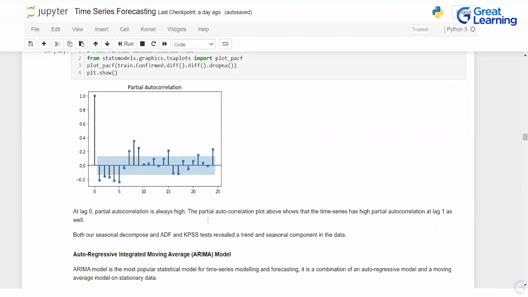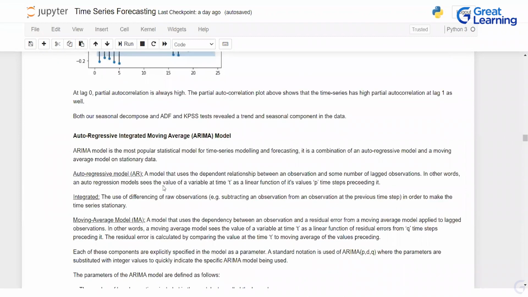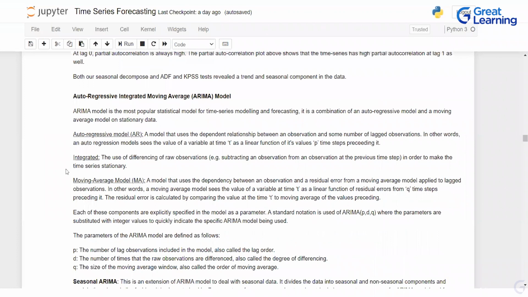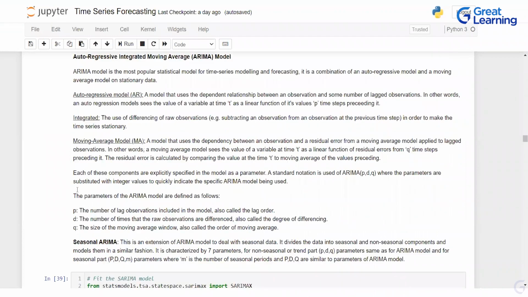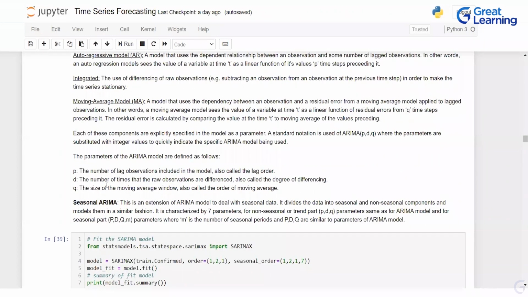Now let's get into the ARIMA model. ARIMA will have 3 values, P, D, Q. P tells you partial autocorrelation, Q tells you autocorrelation, ACF, PACF, and D is differencing. Differencing is to make it stationary. If it is not stationary, you will difference it again and check it to make it stationary.